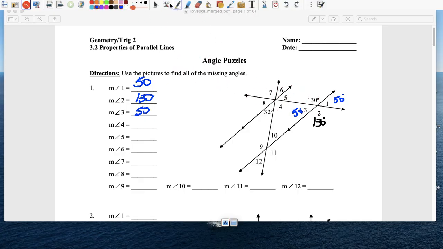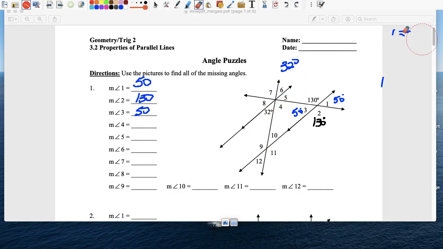So I'm going to leave that there. Anything else I know? Well, I know angle 6 right here is 32. And the reason I know that, if you did this, two intersecting lines, you've got to ignore the noise, the 4, the 7, the 5, for a second, and just focus on the 32 degrees. This guy would be 32. And that sometimes is the hard part.